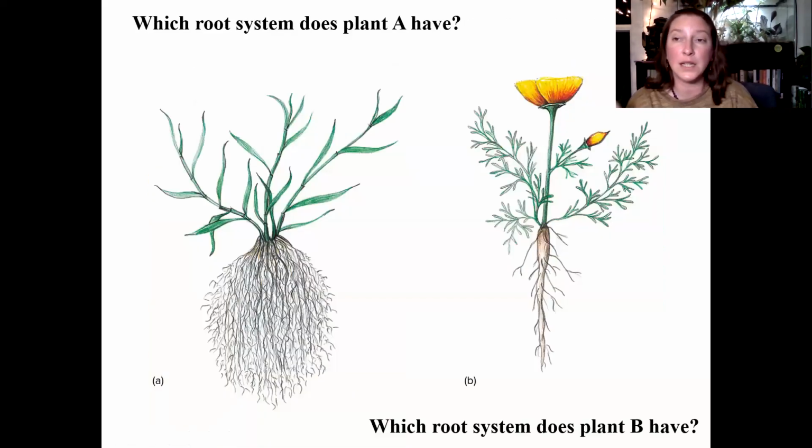So here's two plants, right? Plant A on the left, plant B on the right. What type of root system do you think plant A has? Your choices are taproot system and fibrous root system, right? Well, do you see a primary root on plant A? Not really, right? Almost looks like a beard or something. How about plant B?